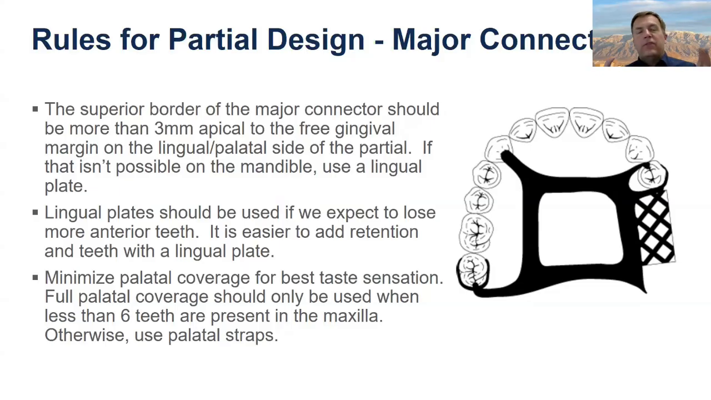And then on the maxilla, we kind of have two ends of the spectrum. On the one side, we need to make sure that we have enough palatal coverage so that the partial is stable. It's not going to be a comfortable, good-fitting, sturdy partial if the major connector is flexing. On the other hand, the more we can uncover the palate, the better taste sensation our patients are going to have, and the more they're going to like their partial. So we want to do an AP strap like this as much as we can, as opposed to full palatal coverage. We only really want to use full palatal coverage when we have 5 or less anterior teeth and we really need a sturdy frame.